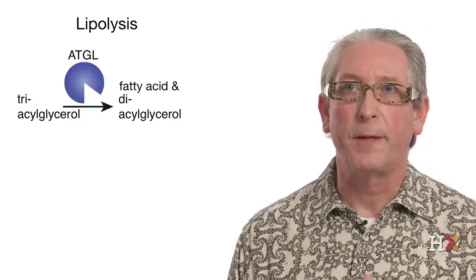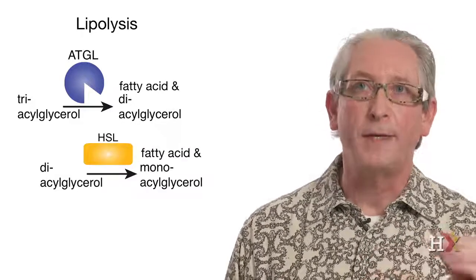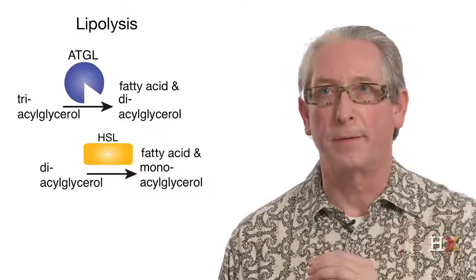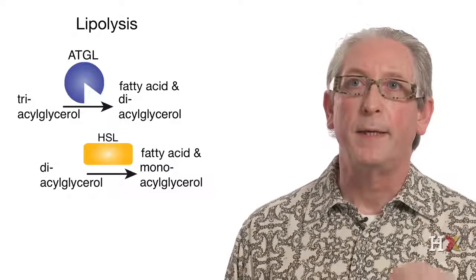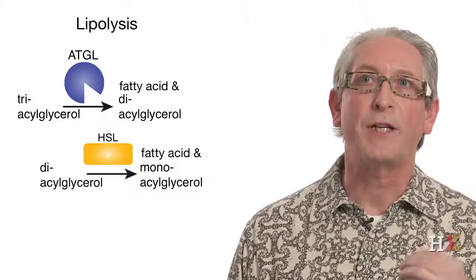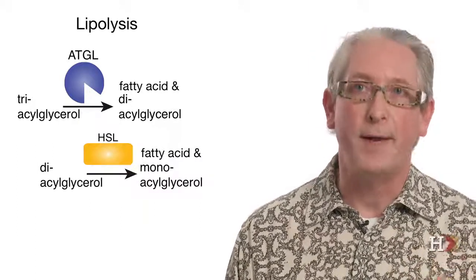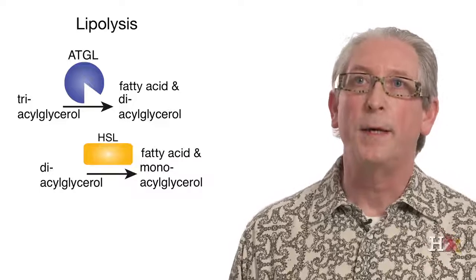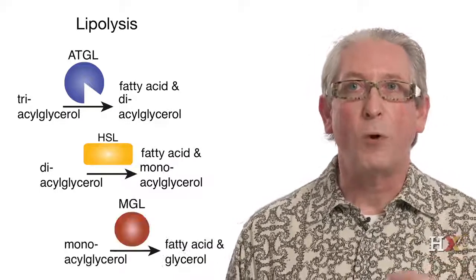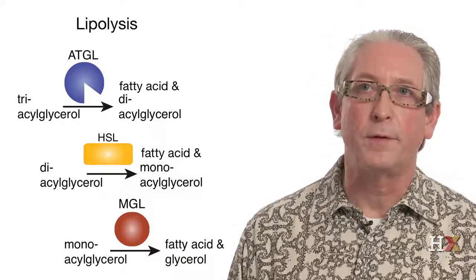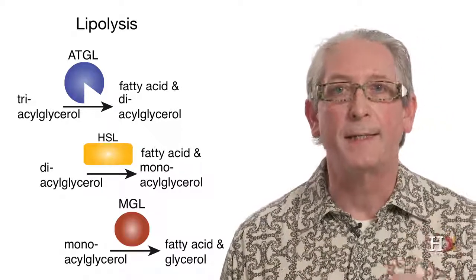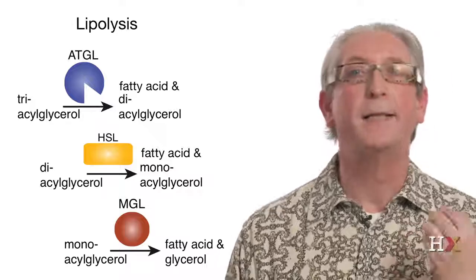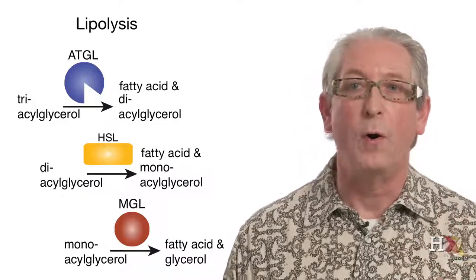The second step is the conversion of diacylglycerol into monoacylglycerol plus 1 molecule of fatty acid. And this step is catalyzed by an enzyme called HSL, or hormone-sensitive lipase. Finally, monoacylglycerol is broken down into 1 molecule of glycerol and 1 molecule of fatty acid, and this reaction is catalyzed by an enzyme called the monoacylglyceride lipase, or MGL.